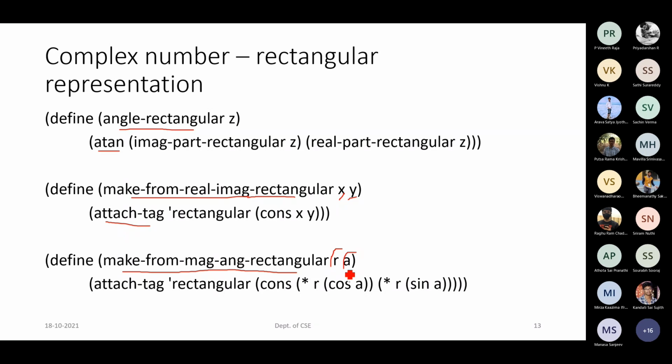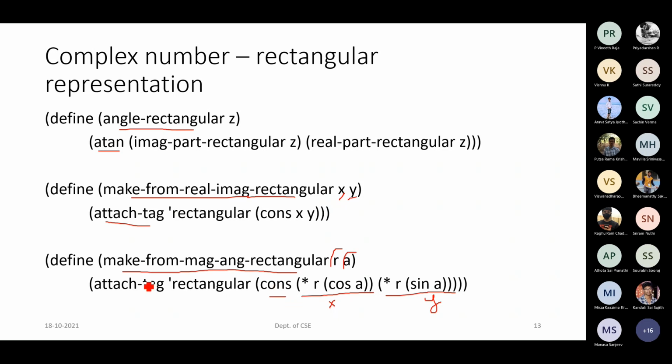So for reconstructing it back, what is the formula we have to use? To get the X value, it is nothing but magnitude multiplied by cos of angle. If you apply this formula, you will get the X value. Similarly, to get the Y value, we apply R multiplied by sine of angle. Once we get this X and Y value, we can apply cons to construct it.